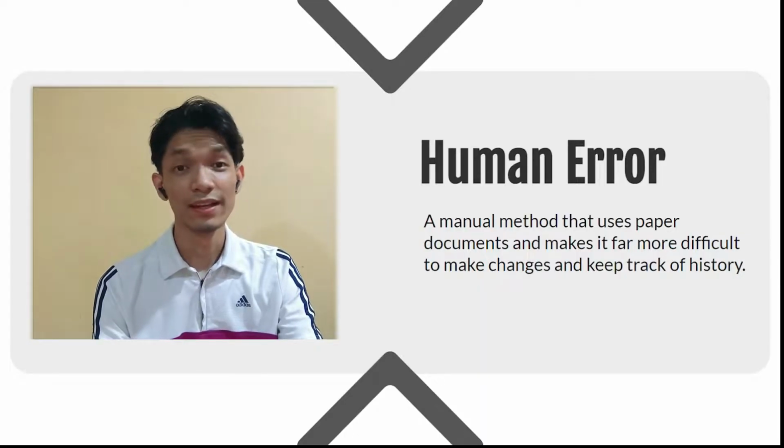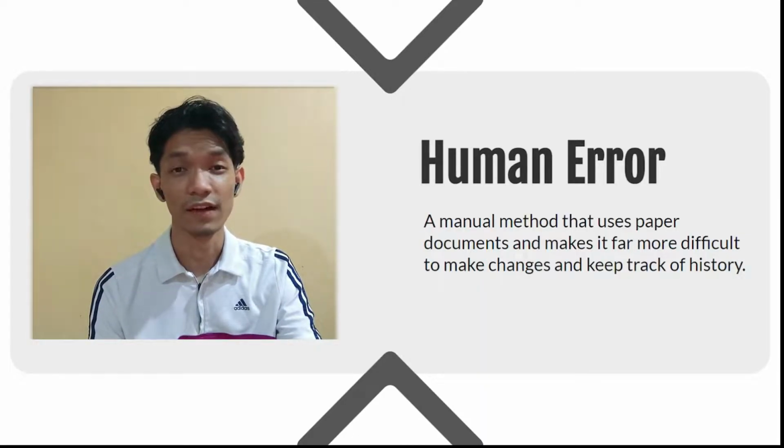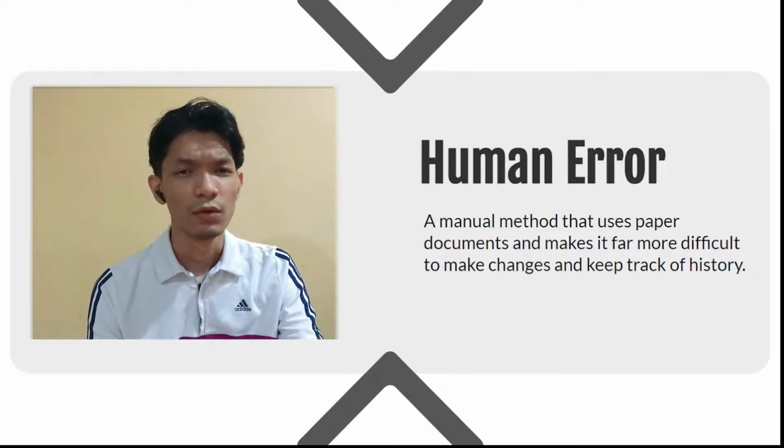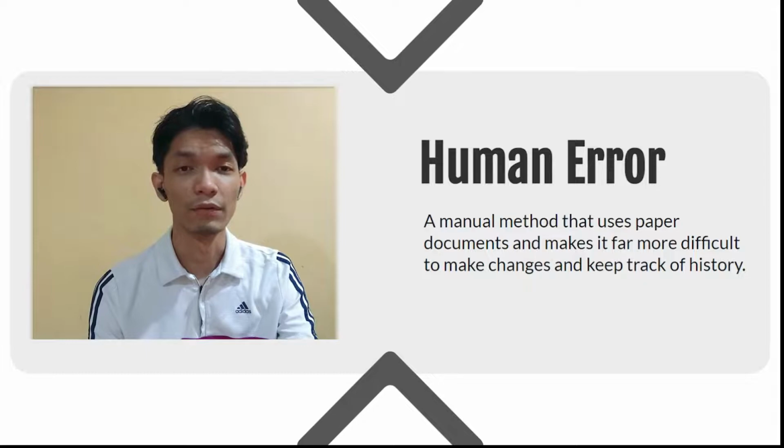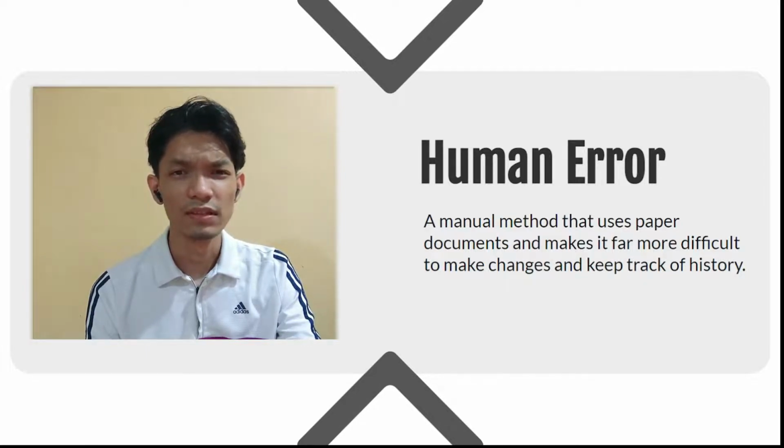Hello, my name is Haris Daniel Beno, and I will explain about the problem background. According to analysis, there are several problems that have been identified and remain unsolved. The first issue encountered was the inflexibility of the manual book borrowing system, which was very vulnerable to human error. A manual method that uses paper documents makes it far more difficult to make changes and keep track of history. So borrower data may be misfiled by librarians. As a result, the process will be slowed and time will be wasted.